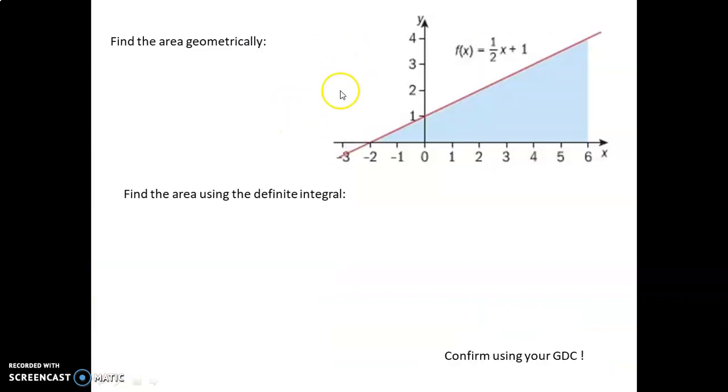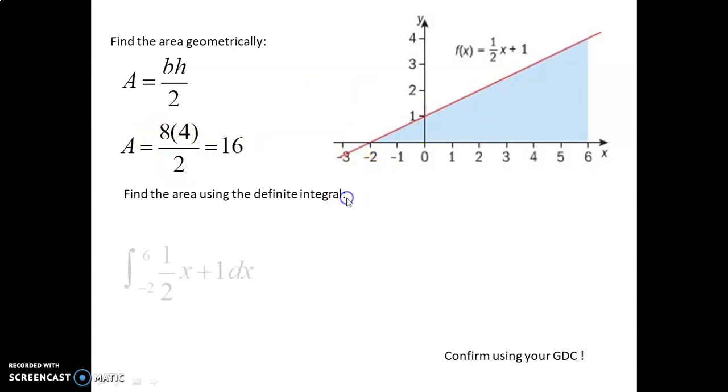Excellent. So let's take a look at this one on your page. It says find the area geometrically. Well, geometrically means let's not worry about integrals for a moment. This is just a simple shape. If we want to find that area, it's a triangle. So we can use area equals base times height divided by 2. And we can see this base, it goes from -2 to 6. So the base must be 8 in length, and the height must be 4 here. We can see it goes up to 4. So 8 times 4 divided by 2, 16. That is the area of this triangle.